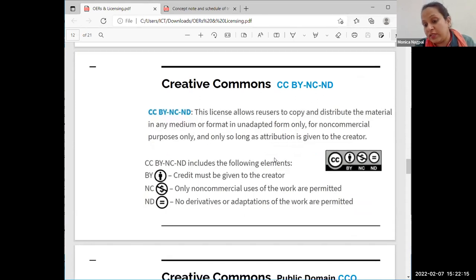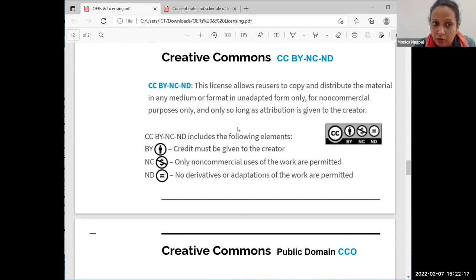Now, if you see, this is the most restricted license which I am going to discuss now, which is CC BY NC ND. CC BY we know, NC means non-commercial, ND means no derivative. So here you have to give the attribution. You cannot make changes to it and you cannot use the product for commercial purposes, right? So this is the most restricted license and CC BY was the most free license.